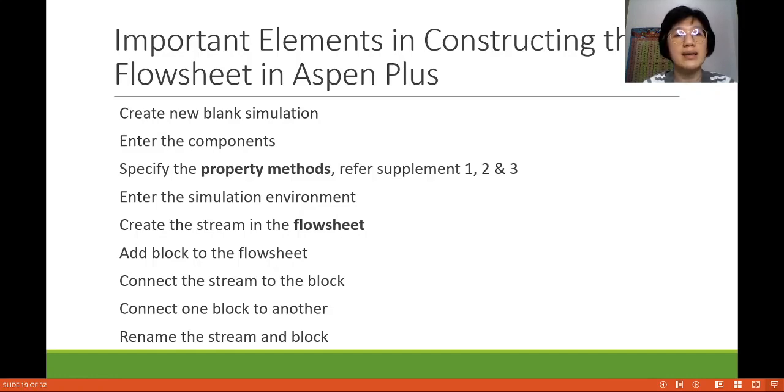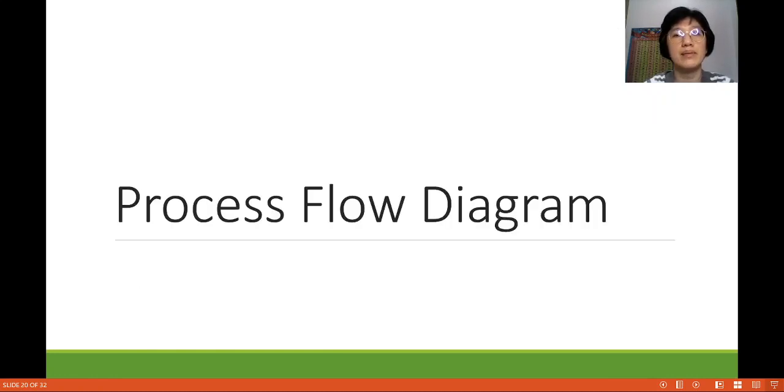Then we can start connecting the streams and connecting the blocks to each other, and we have to finally rename the streams and also the blocks based on the convention that we should use for the process flow diagram. So in order to do the flow sheeting, we have to do some revision on the process flow diagram, especially on the convention that we should use to name the stream and also the block. Block over here is referring to the unit operation.